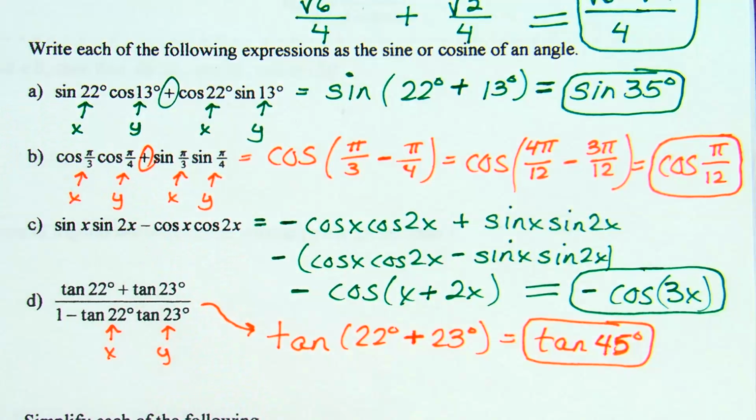Tangent of 45 degrees. Someone this morning said, well, can't we put 1? Which I guess you could, but the whole point is just to get it to be sine, cosine, or tangent of something. Yes, technically tangent of 45 degrees is 1, but not what I'm concerned about there. Okay, you like that section? Okay.